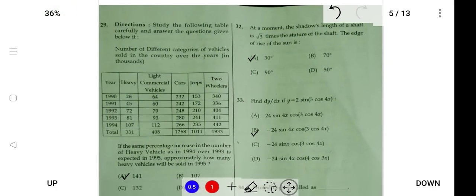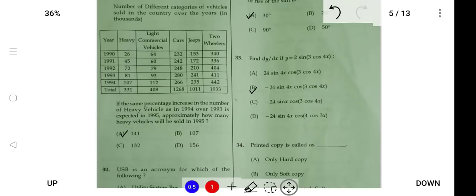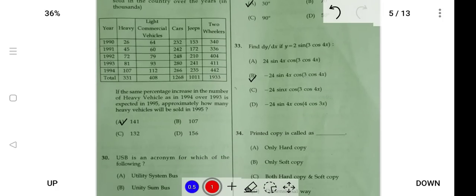Question number 29. Study the following table and carefully answer the question given below. If the same percentage increase in the number of heavy vehicles as in 1994 or 1993, how many heavy vehicles were sold in 1995? It is 141.